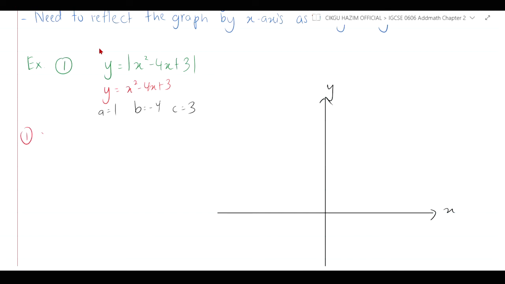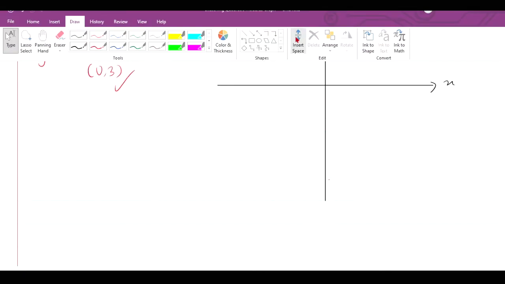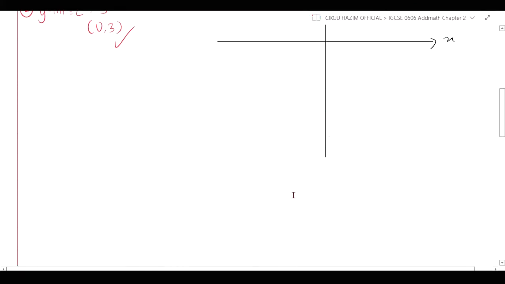What's the first component? a equals 1, so it must be smiling. And then the second component, the y-intercept. The y-intercept equals the c value, and the c value equals 3. So we know that the coordinate is (0, 3). We already identified that. That's the second component. This one needs to go down here a little bit so that we have some space.